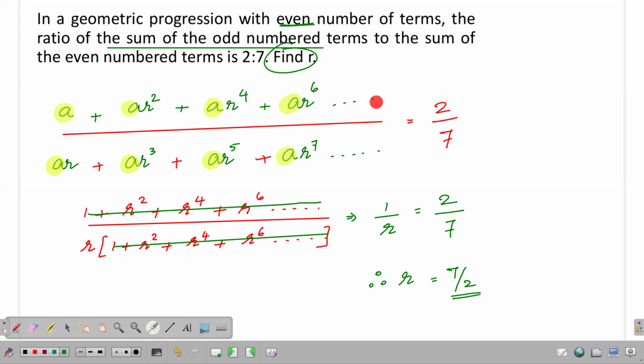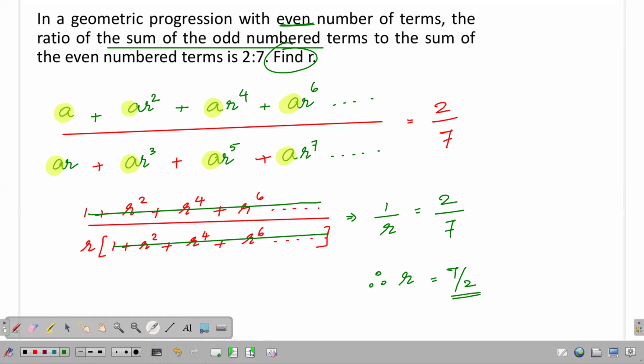We can see that here altogether, these are all odd and these are all even. In this case, A, I cancelled it off, and then I took that R out. It's up to n terms only. So this goes off and this goes off. 1 by R is coming as 2 by 7, R is 7 by 2. That's all.